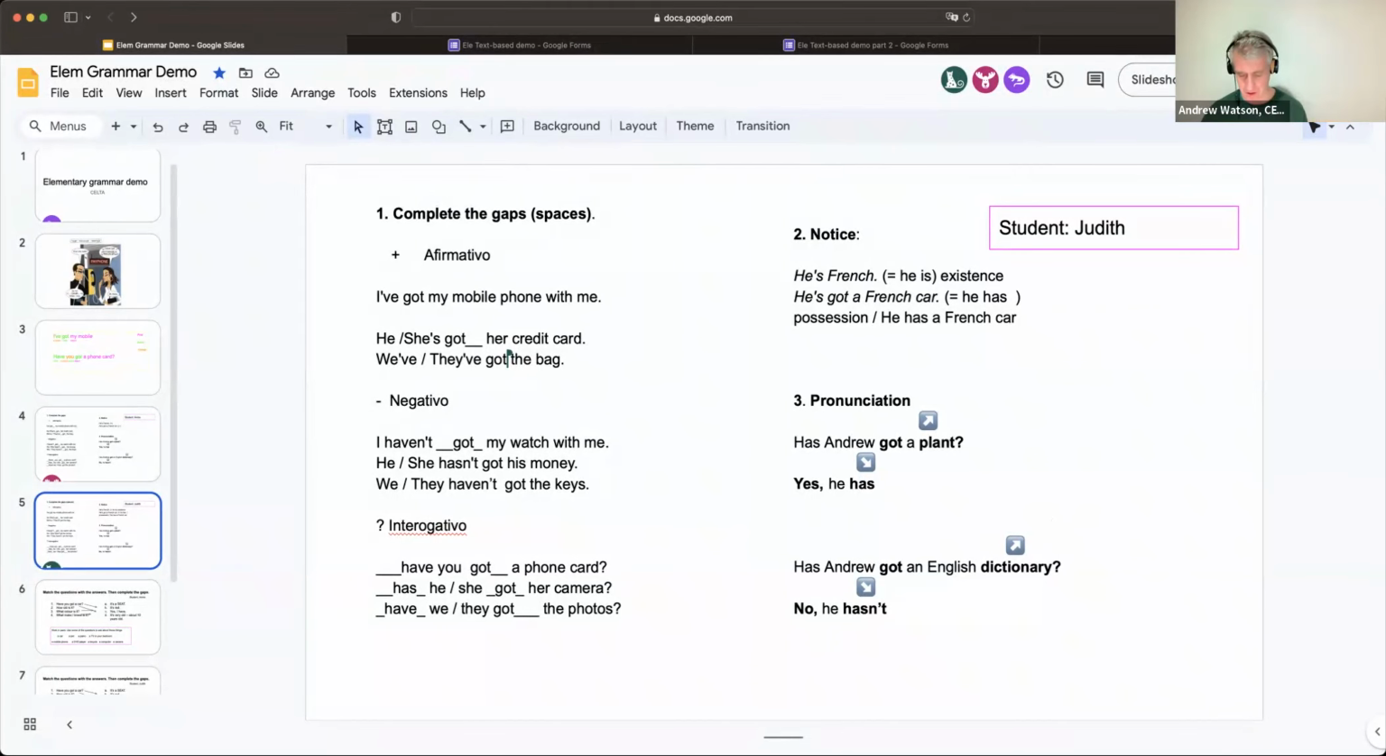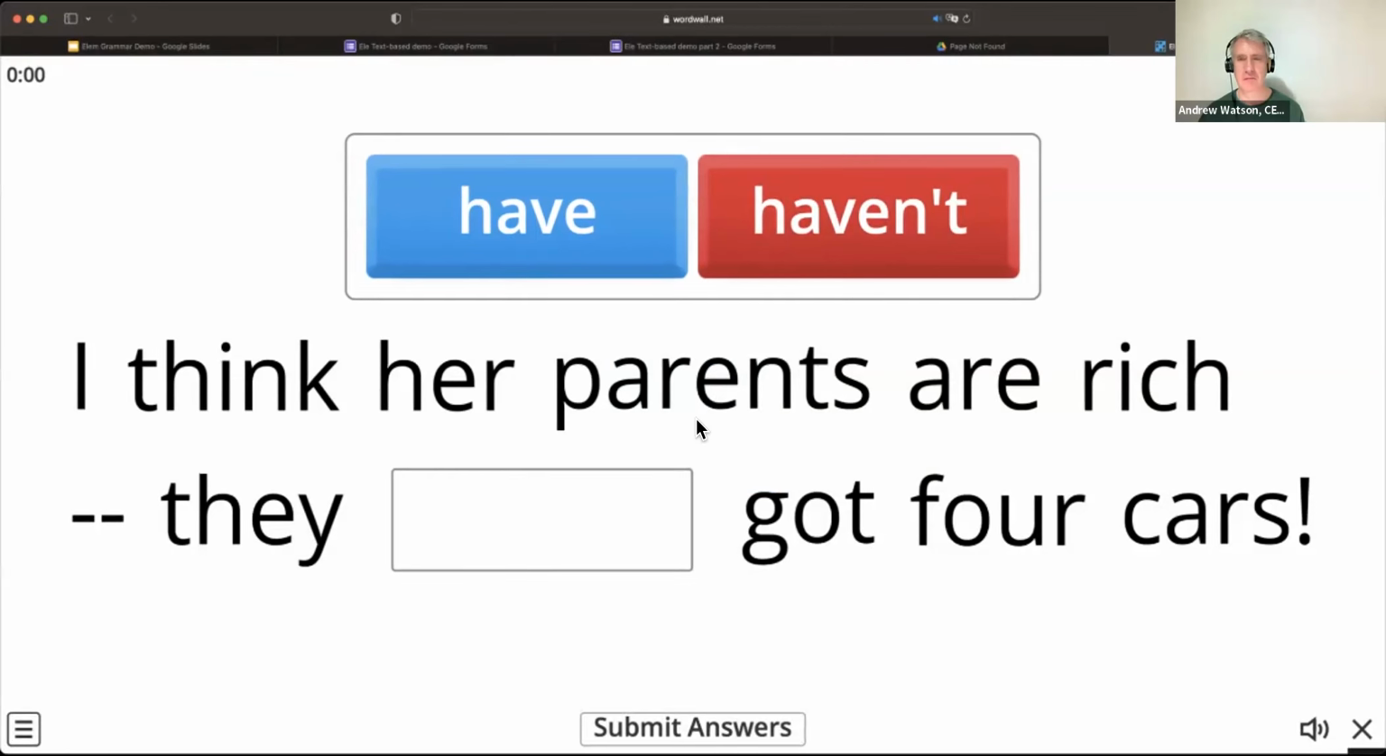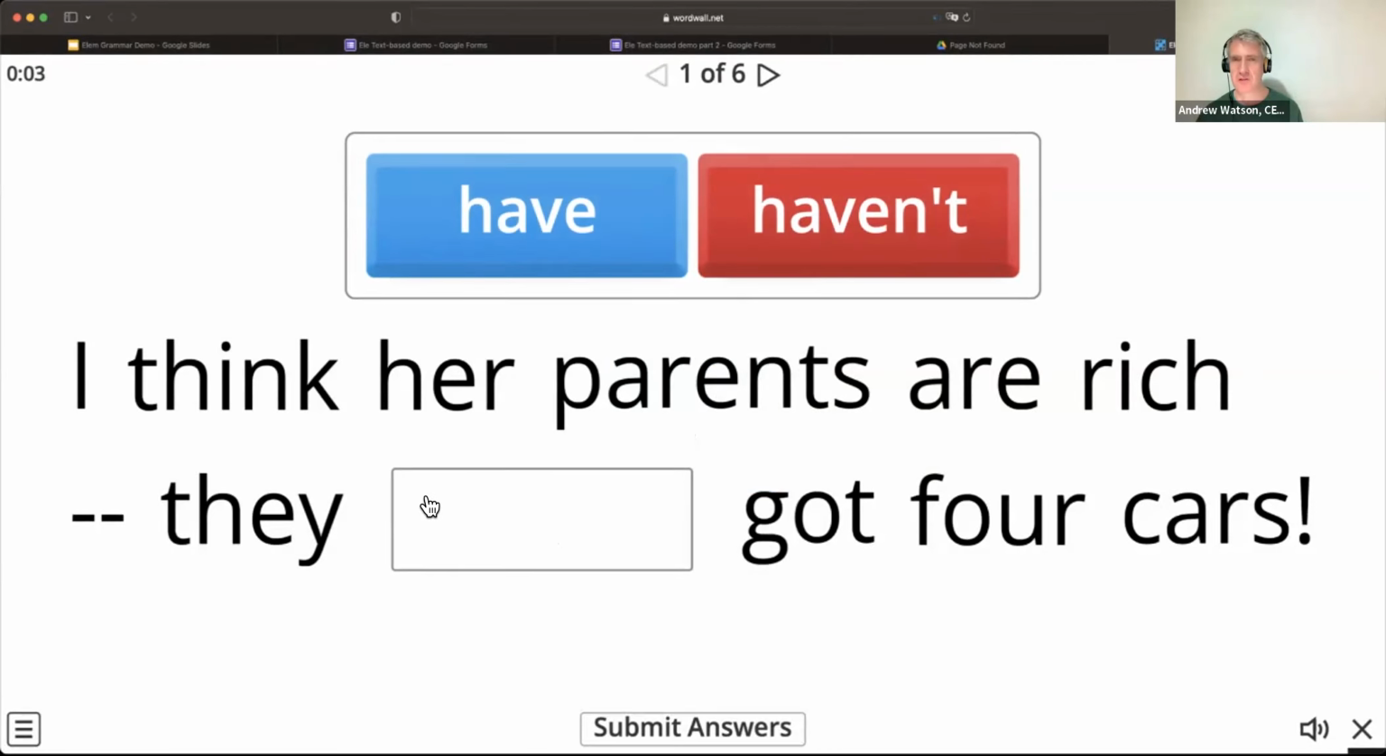Okay, great. Good job. Now, let's do a little bit of controlled practice. So I'm going to give you a word wall activity. Here is the activity. Please click. So you just move the verb into the right place, yeah?